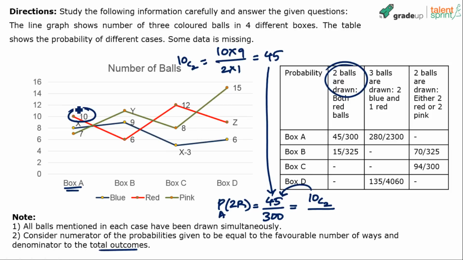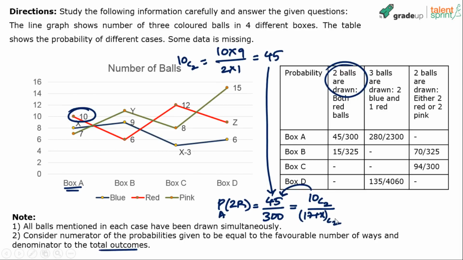Now, what is the total number of balls in box A? 10 plus 7, 17, 17 plus X. So the number of ways in which 2 balls can be selected is 17 plus X C2.